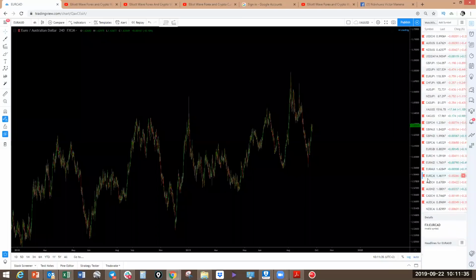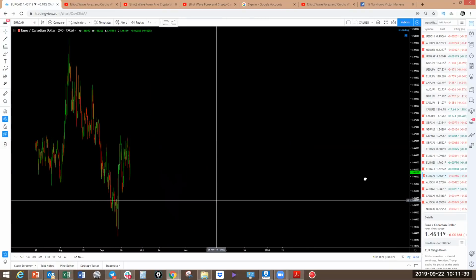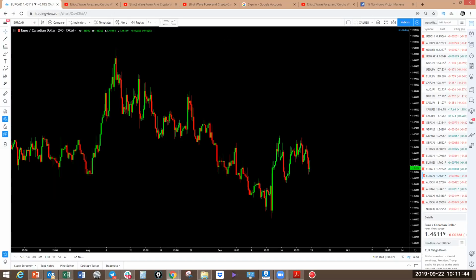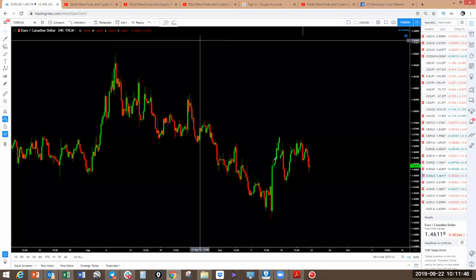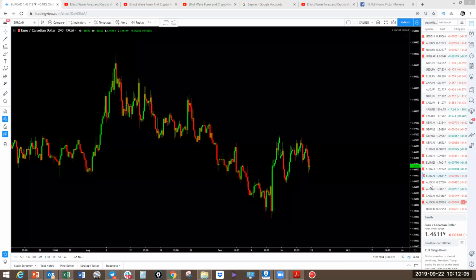EURCHF. Looking for upside. Even though this has made an impulsive move here, this current correction could be just a sideways regular flat, like a 3-wave move down, 3-wave move up, and a 3-wave move down like this, and should propel us continuously to the upside. It's EURCHF. Let's look at some of the cross pairs.